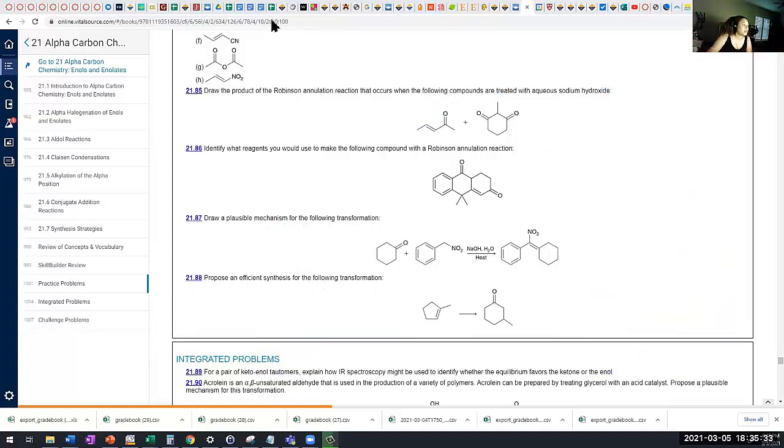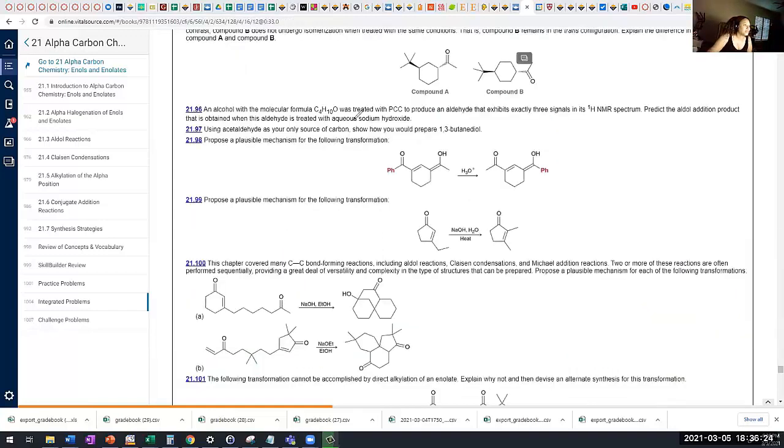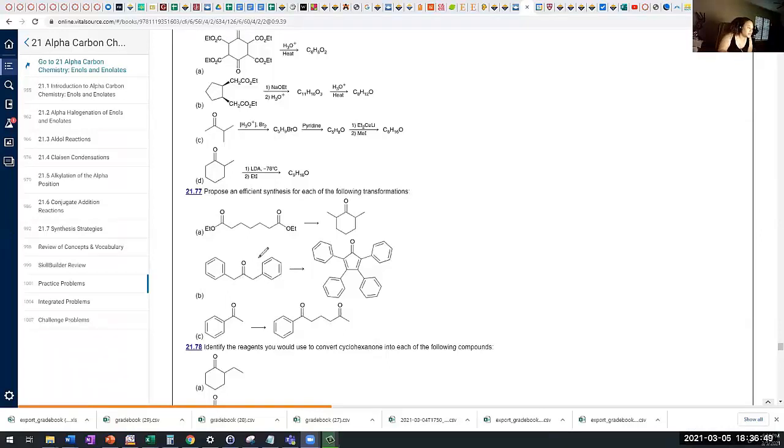Let's try another problem. All right, so I want to do this one. So this is looking at a synthesis. And if we look at the molecule, this part of the molecule kind of looks like what we were given. And then this looks like a double bond that can be formed. And notice it's a carbonyl, it's an alpha beta unsaturated carbonyl. So in my mind, maybe I can do an aldol reaction with this.